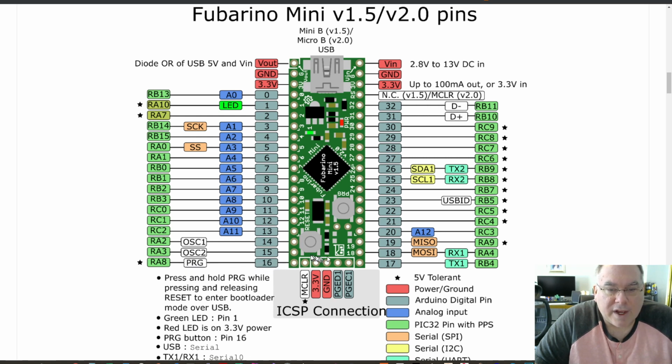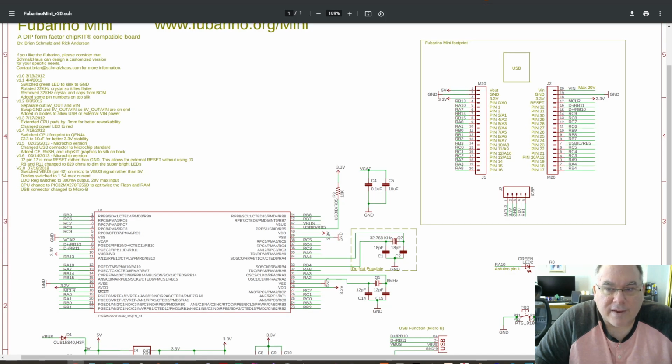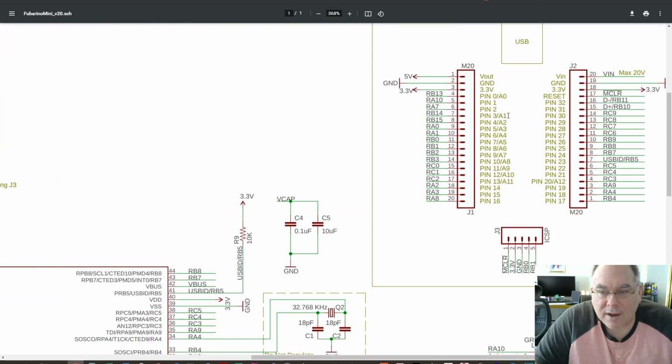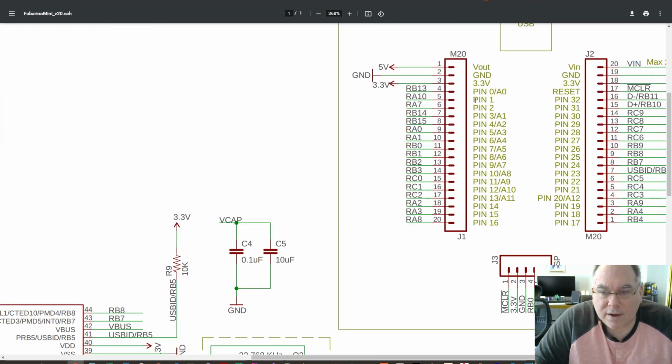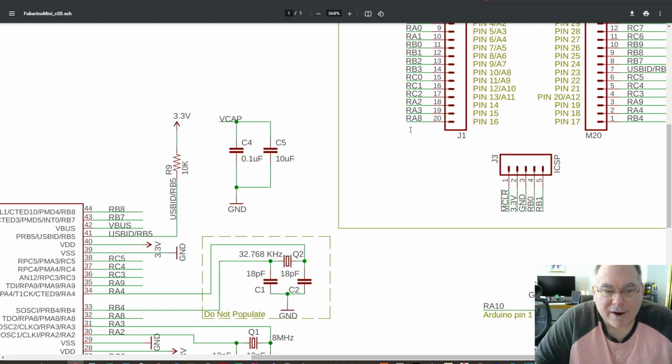But what can get confusing, and I talk about it in the labs, is if you look at the schematic, here's that same pinout on the schematic, and pin 1 goes to pin 5 of this header. So that header that's on the circuit board has its own pin numbers, and so pin 1 actually goes to pin 5. The net is labeled RA10, which is the name of the pin on the microcontroller.